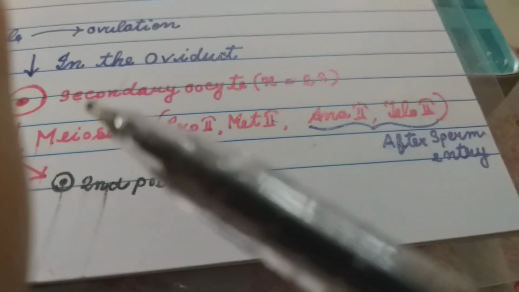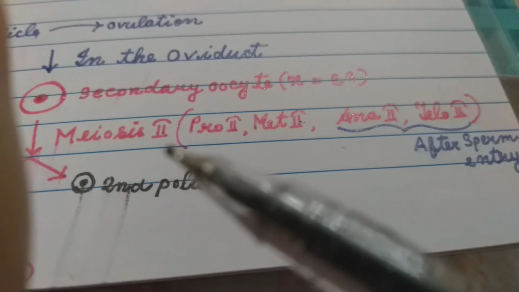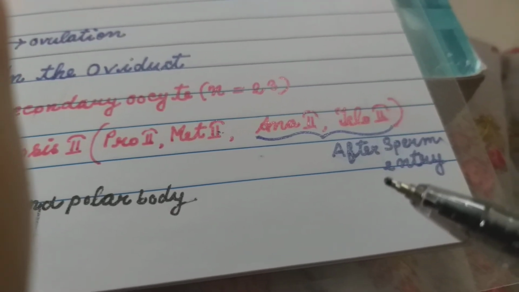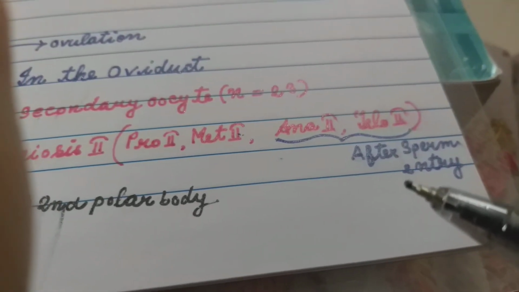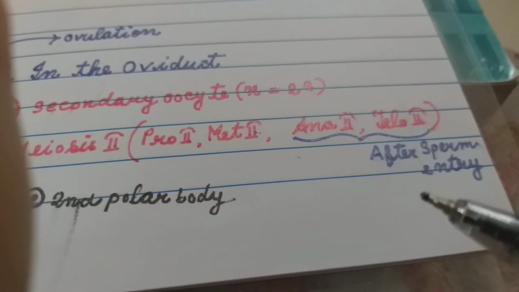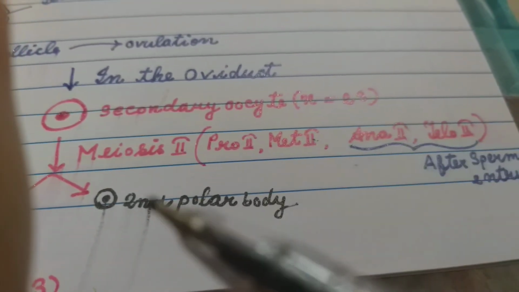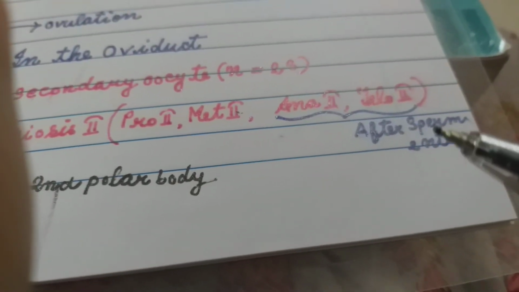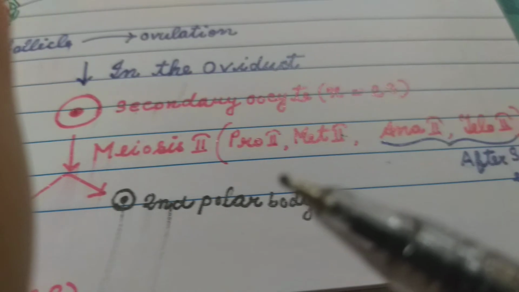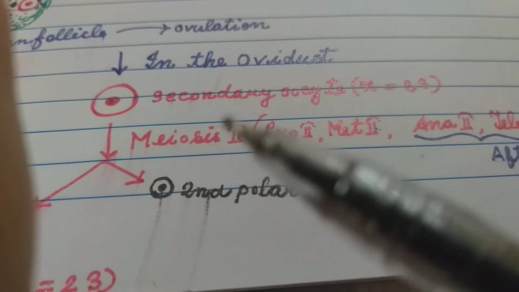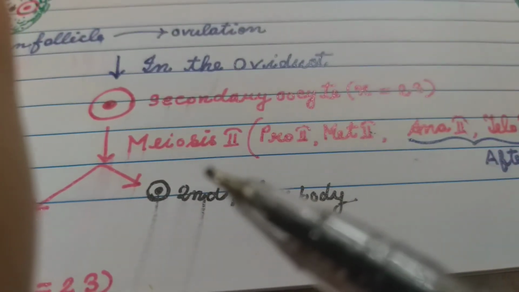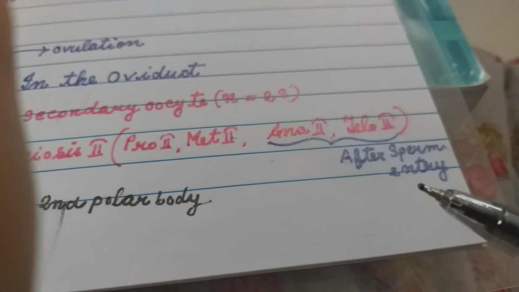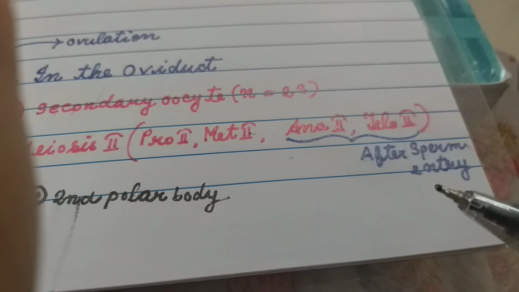The secondary oocyte will again start meiosis 2 only after the sperm enters. When the sperm penetrates the secondary oocyte in the oviduct, then meiosis 2 will be complete. So sperm entry or penetration of sperm triggers completion of second meiosis. So secondary oocyte completes meiosis 2 only after the sperm enters the secondary oocyte.